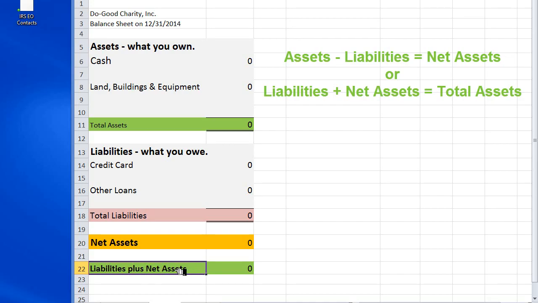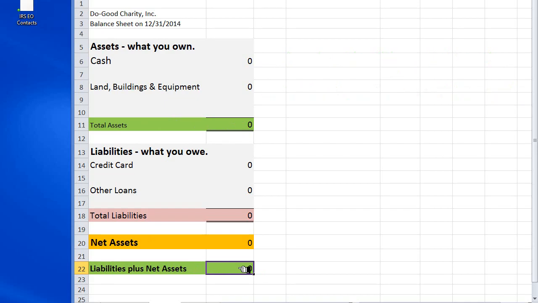You see this green line here and this green line here, total assets, they always have to be the same. They have to equal. That way we know that our debits are equal to our credits, and we are in balance. In other words, we haven't left out any transactions. So let's have a look at how this thing works.